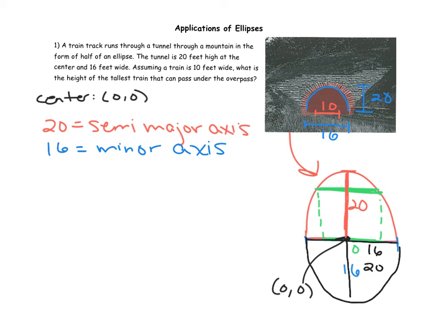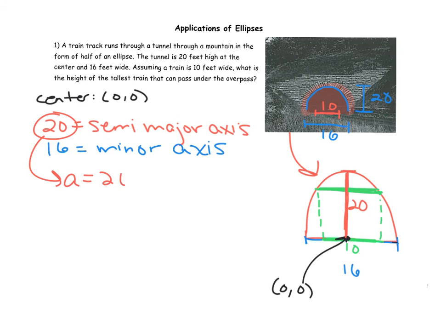And then if you really want to think about the major axis in total, the major axis in total will have a length of 40, but we don't really care about that. So I'm not going to include that value. All right, so let's erase that. Okay, so if we know the semi-major axis has a length of 20, well, then we know a equals 20. And the minor axis has a length of 2b, so 2b equals 16, so b equals 8.